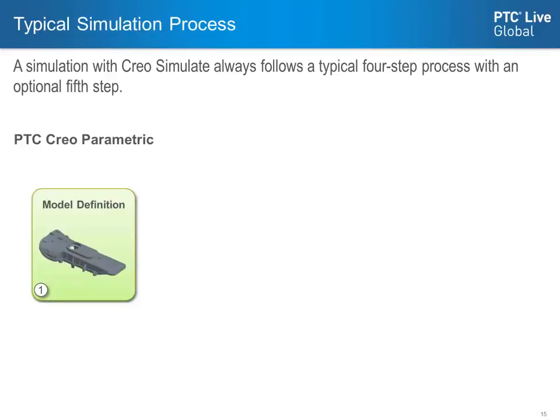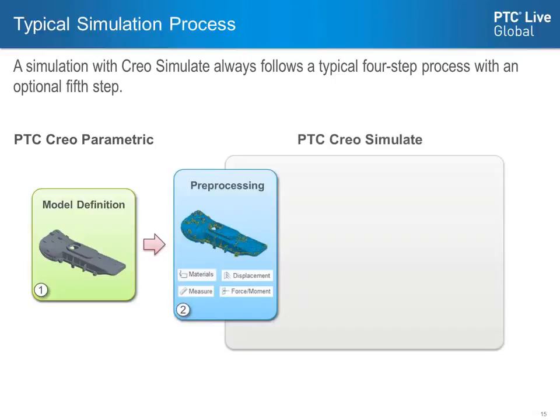So in this case, we talk about having the model definition. This is where you've spent the time creating your model in Creo Parametric. I talk about this as one of the 4 steps in a simulation process. So step 1 is define your model. Create your extrusions, your revolves, your rounds, etc. We then are going to go into Creo Simulate, where we talk about pre-processing, where we now apply material.